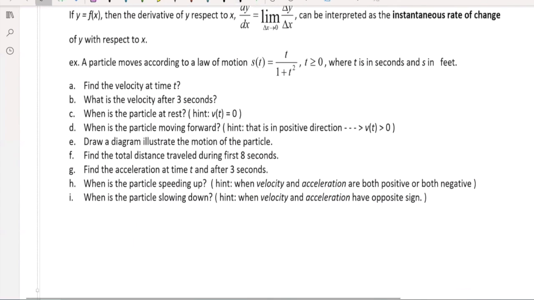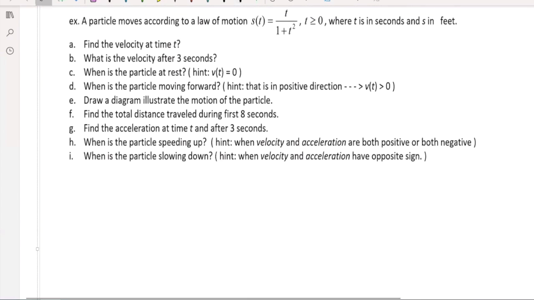So the very first thing that I want to do is this particular problem. A particle is moving according to the law of motion, given by the position function t over 1 plus t squared, whenever t is greater than or equal to 0. Time is in seconds, and position is in feet. So the first thing I'm asking you is to find the velocity function. And then second is what is the velocity at a particular time.